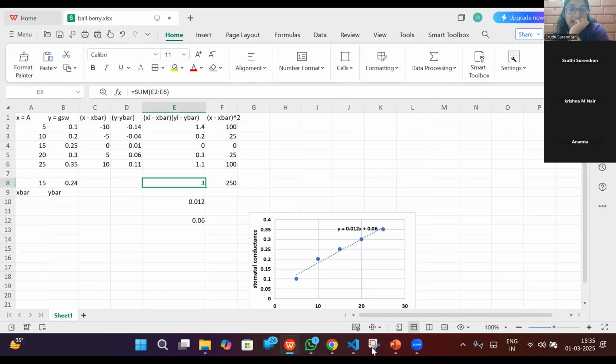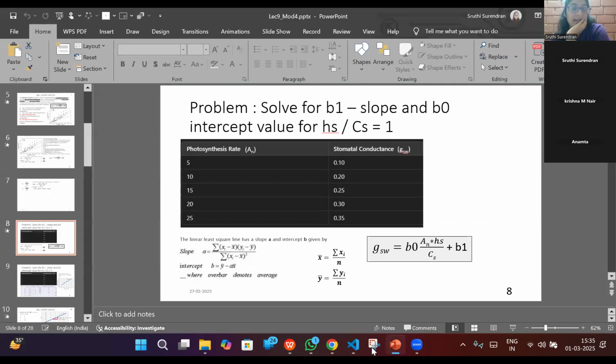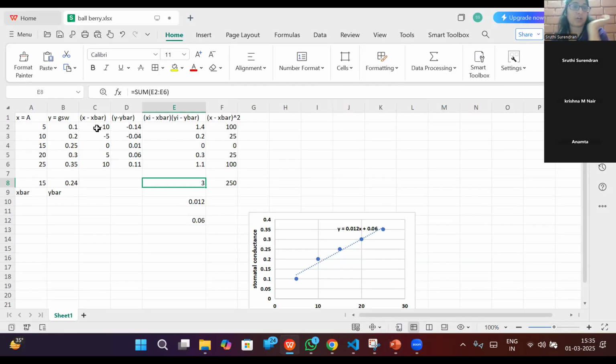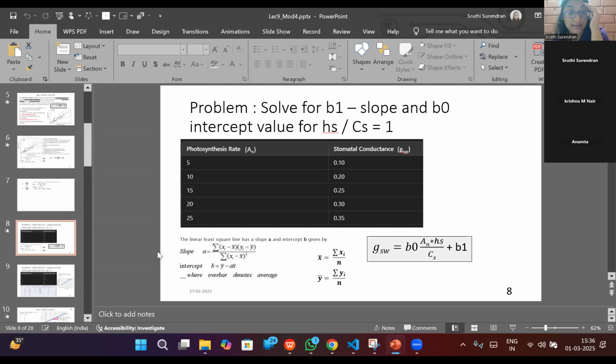Now for the denominator, b is x minus x bar the whole square. We have to square this column. Now we found out what x minus x bar is. So here we'll create a column which is the square of this value. So x minus x bar the whole square, which is 10 square, 5 square, 0, 5 square, 10 square. So we are getting 250 as the sum of all of these values in the x minus x bar the whole square. So that will be the denominator value. You find here the denominator is the summation of all of the x minus x bar the whole square.